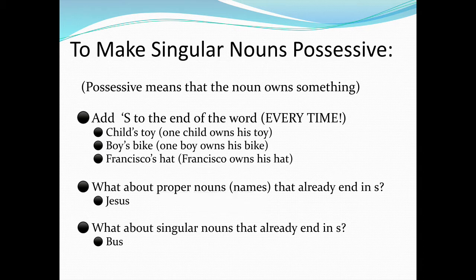Now, what about singular nouns that end in s already, like bus? Same exact rule, my friends. Again, there is only one way to make singular nouns possessive, and that is to add apostrophe s. So for bus, if you were talking about that one bus that owned its tires, you would go bus's tires. The bus's tires popped.